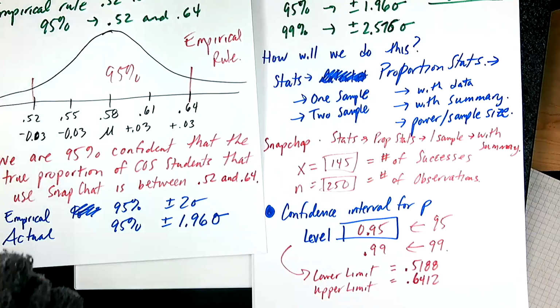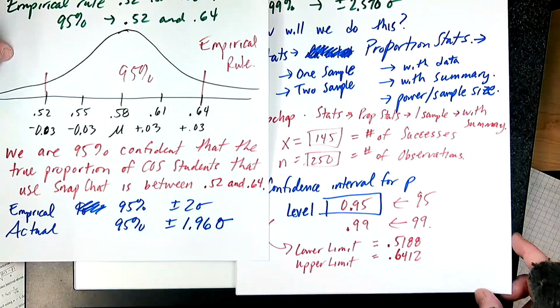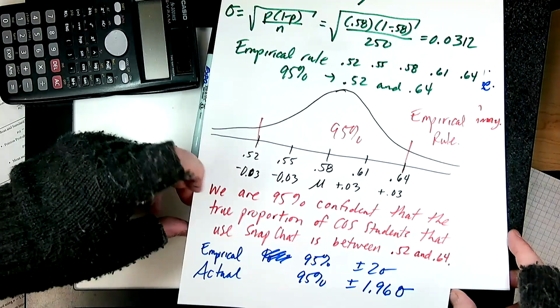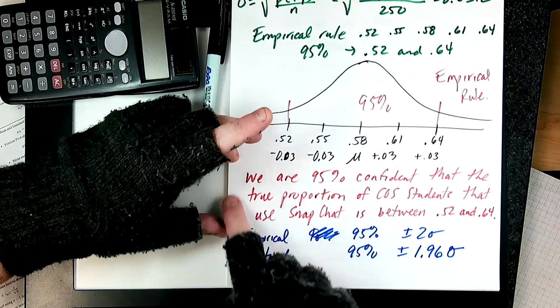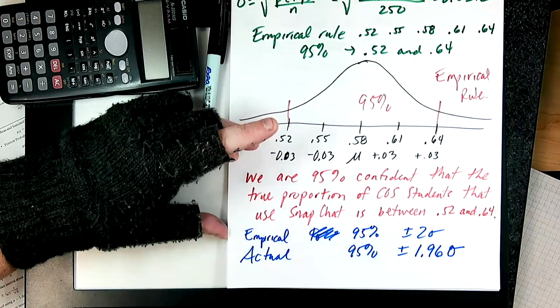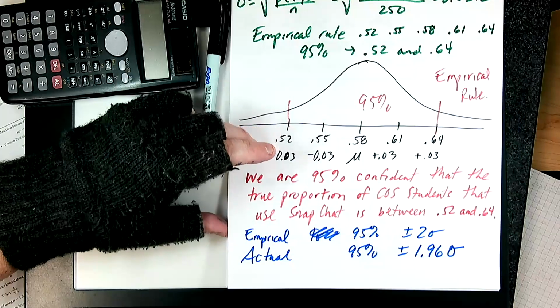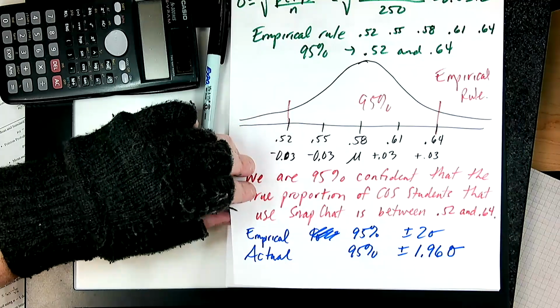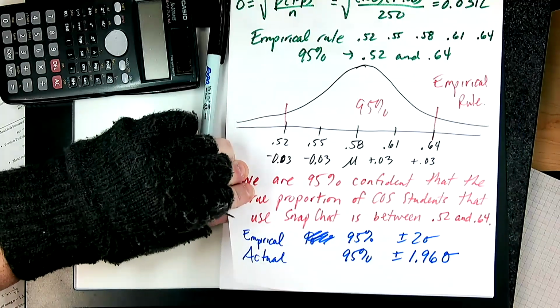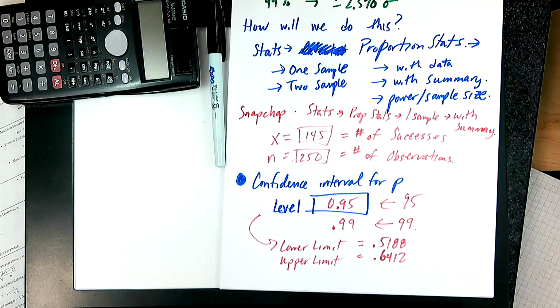So, when we do it though, we make a statement about our confidence. We are 95% confident that the true proportion of COS students is between the two values. If we wanted to change it, we could use a different confidence level.